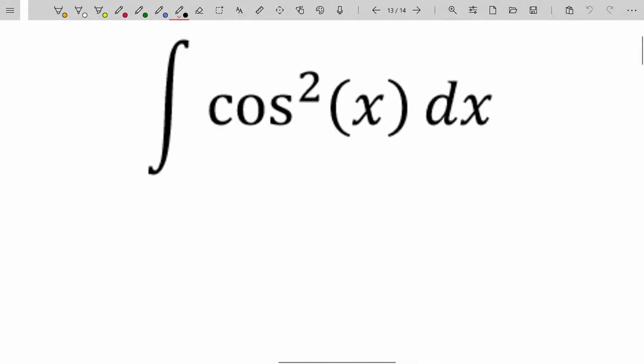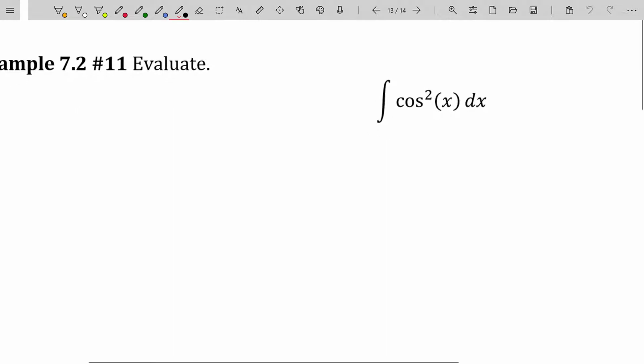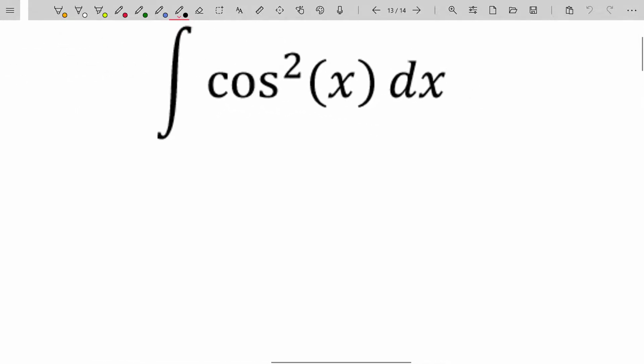Now, if you're one of my students, you probably have already seen this style of problem. However, I never really covered it in a classroom environment, so I think it's probably a good idea to spend a little bit of time talking about it here. We're asked to evaluate the indefinite integral of cosine squared of x dx.